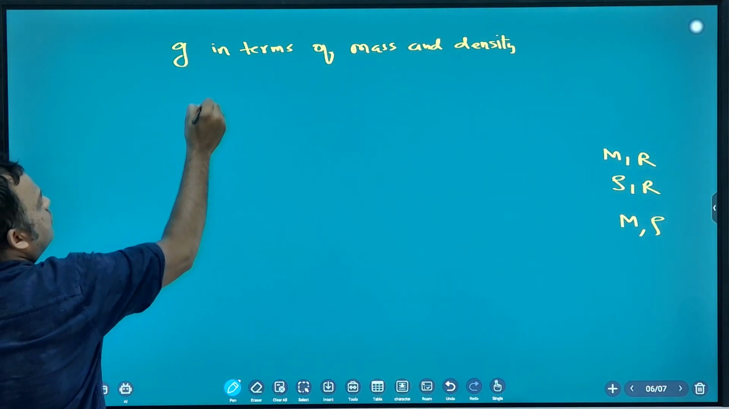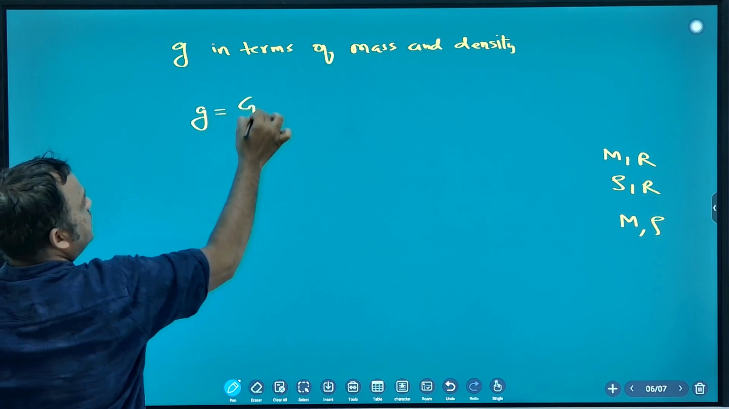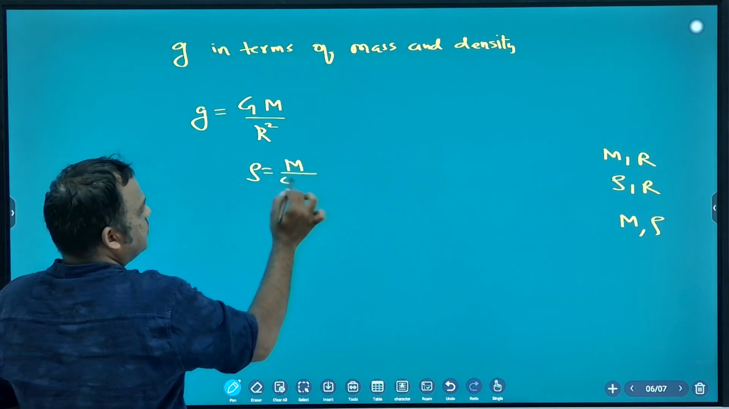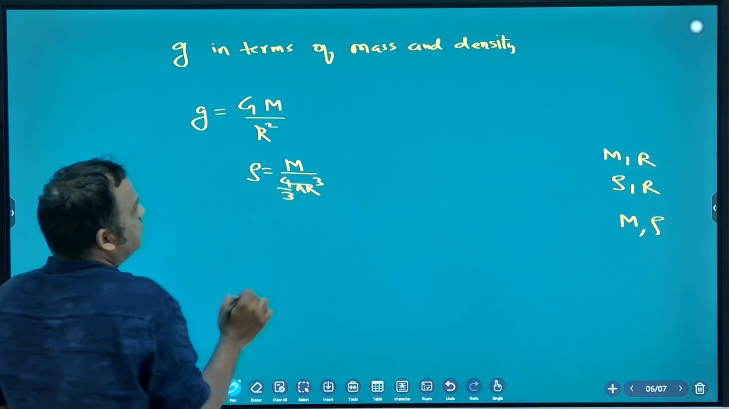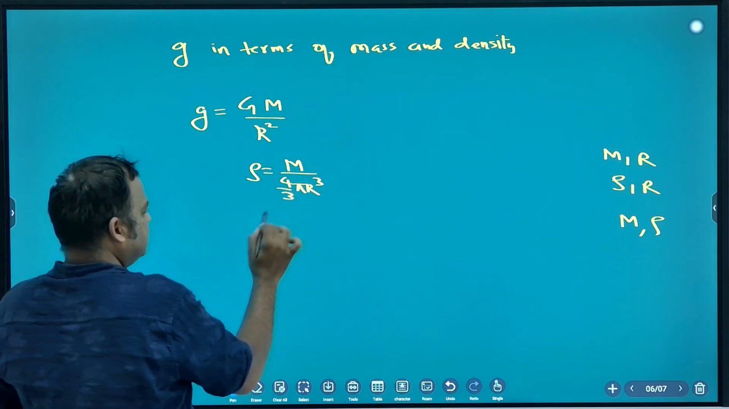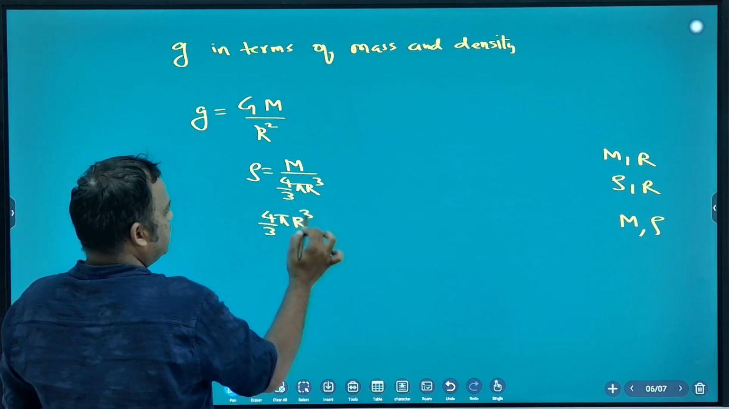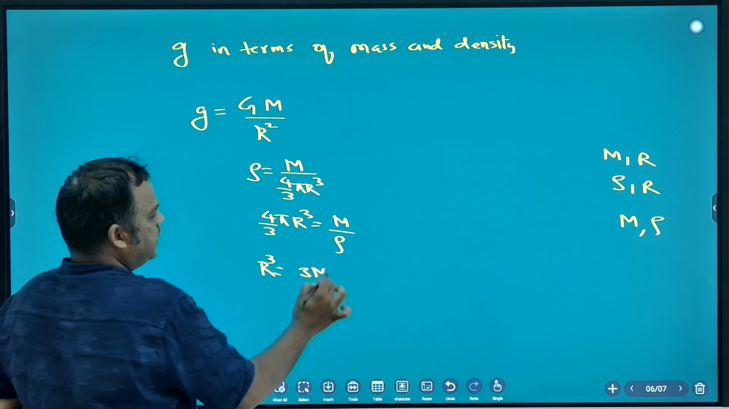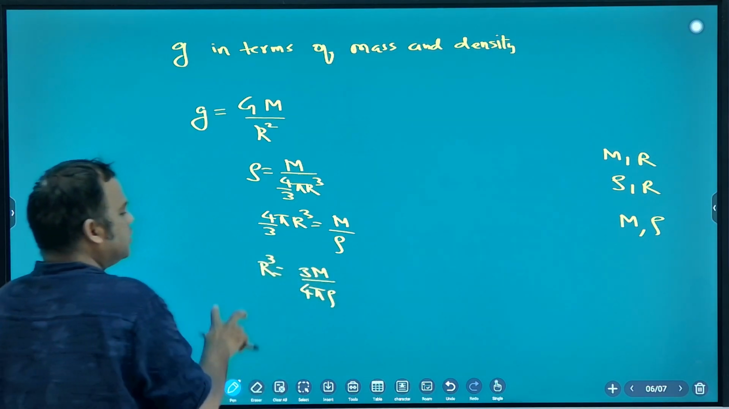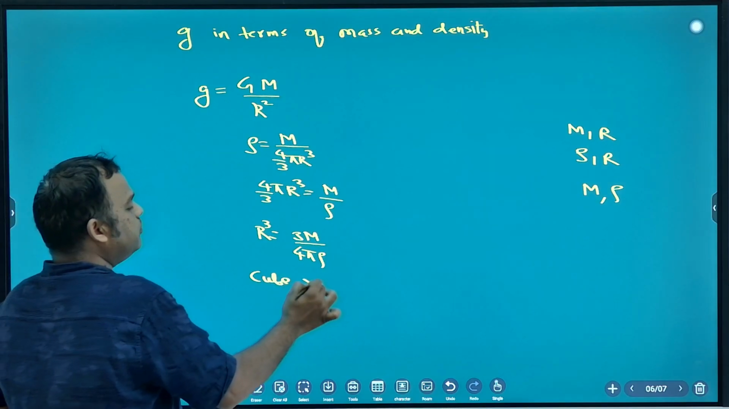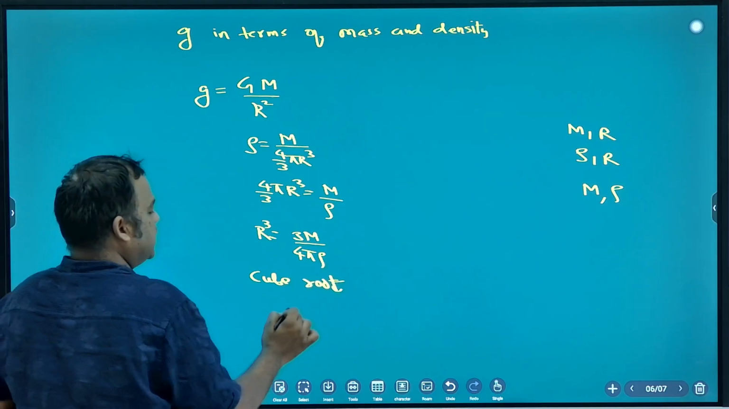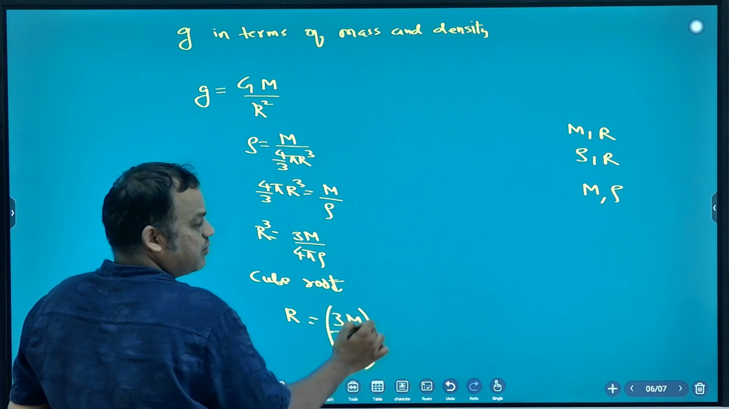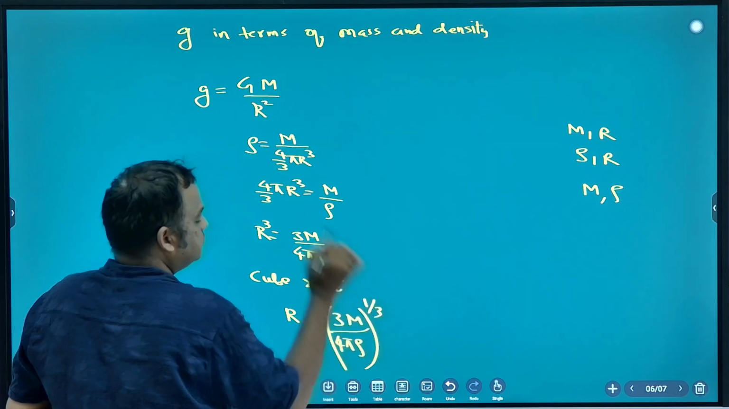So what is the formula for g? g = GM by r square. Now what is density? Mass by 4 by 3 pi r cube. So you find r from here. So 4 by 3 pi r cube is equal to m by rho. So what is r cube? 3m by 4 pi rho. Now take the cube root on both sides. So what is r? r = (3m by 4 pi rho) whole power 1 by 3.